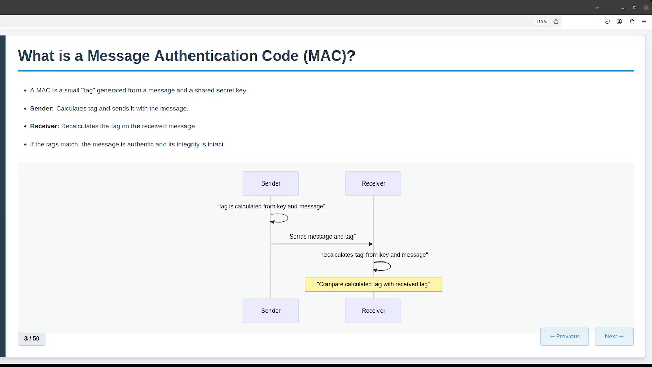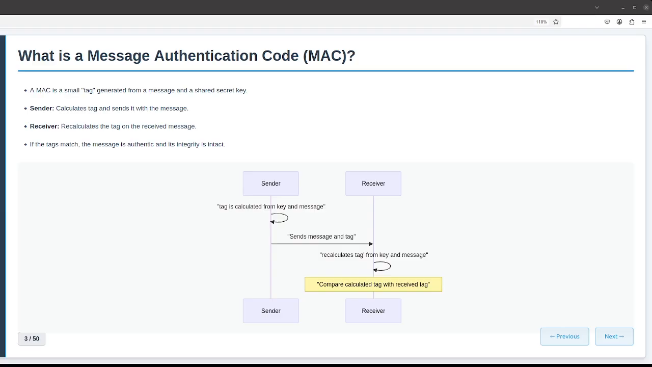What is a Message Authentication Code (MAC)? A MAC is a small piece of information, often called a tag or signature, that is generated from a message and a secret key. The sender calculates the MAC for their message using the shared secret key and attaches it to the message. When the receiver gets the message, they perform the exact same calculation on the received message using the same secret key.